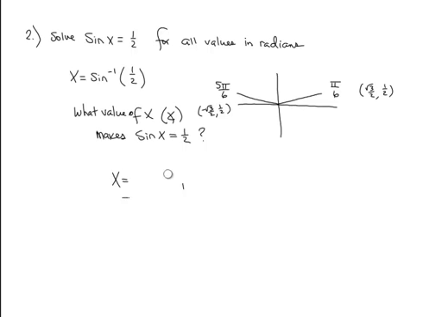But here's the thing. We get our pi over 6. We get our 5 pi over 6. But what do they mean by all values? They mean all values, meaning any angle in the entire universe that makes sine equal to a half. Well, are there any other angles that make sine equal to a half? And the answer is yes, there's an infinite number of them.